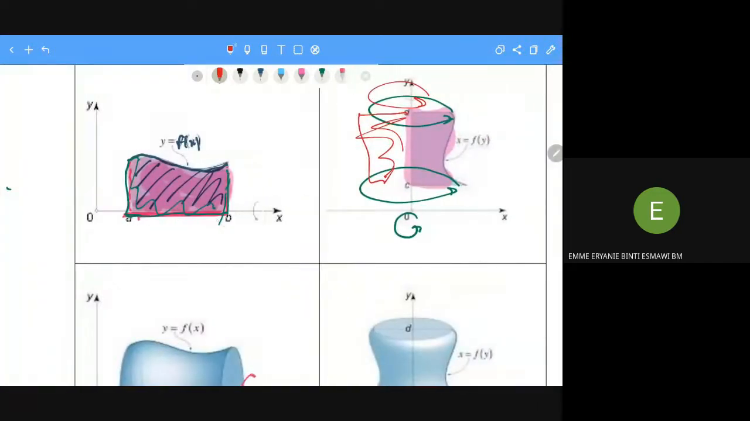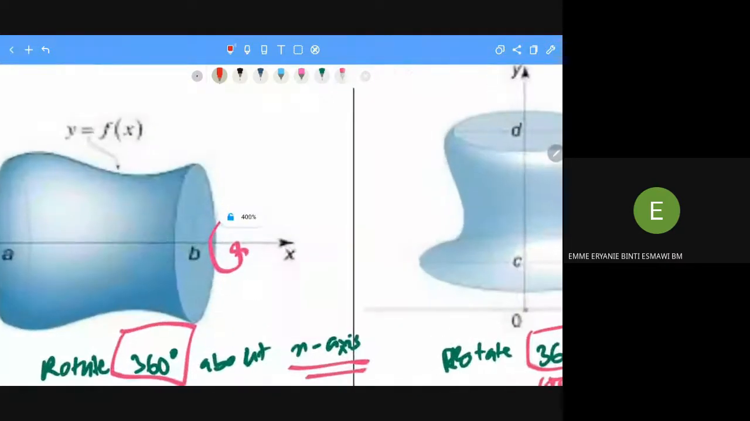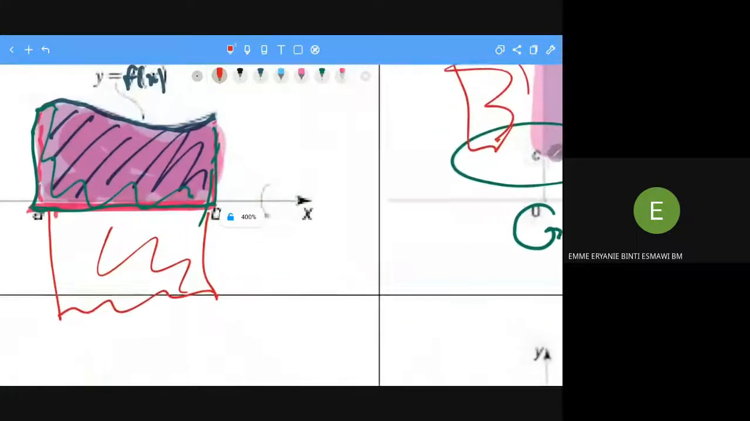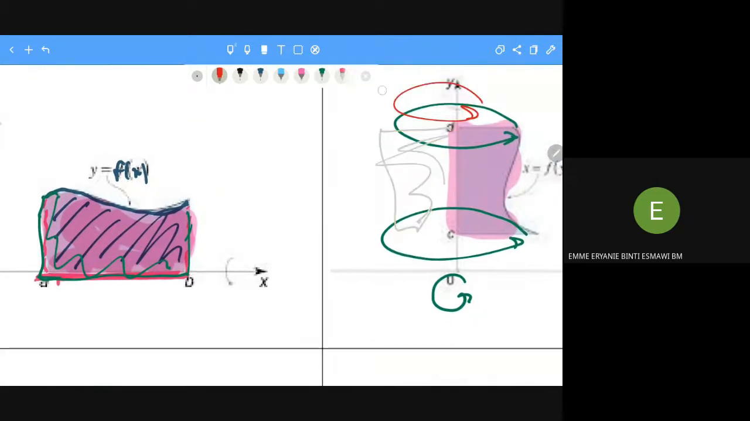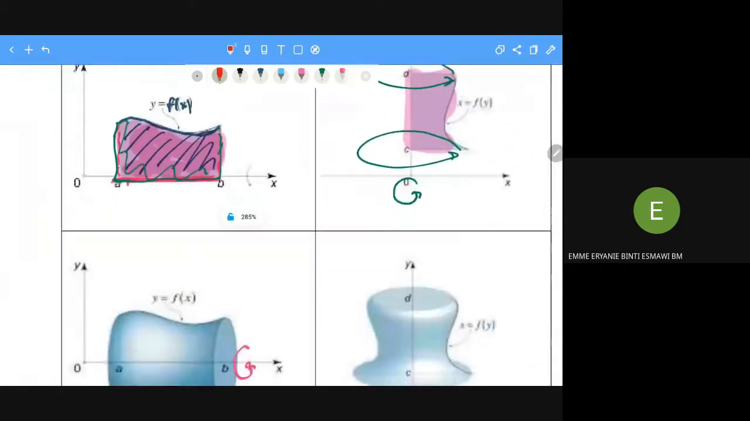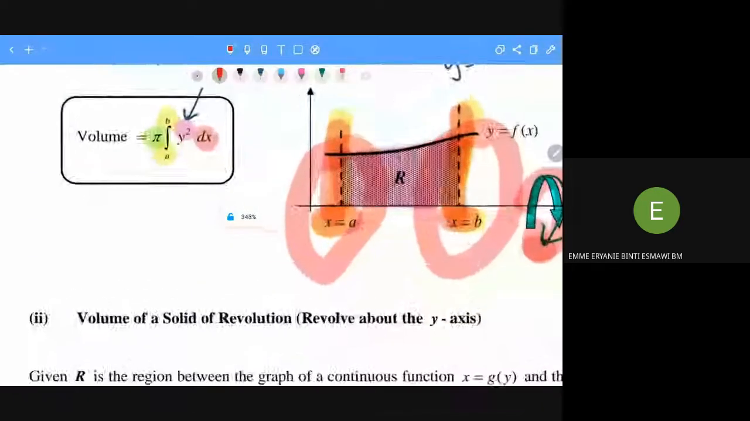Lepas tu kalau area kat bawah paksi X tu adalah di bawah paksi X kan, lepas tu kalau kita rotate, dia akan jadi sama macam yang kalau area tu dekat atas paksi X kan. So tak kisah pun dia duduk atas ke bawah ke, tak perlu pun letak modulus. Okay, sebab formula kita memang dah squarekan dah, dah squarekan the equation. Okay.